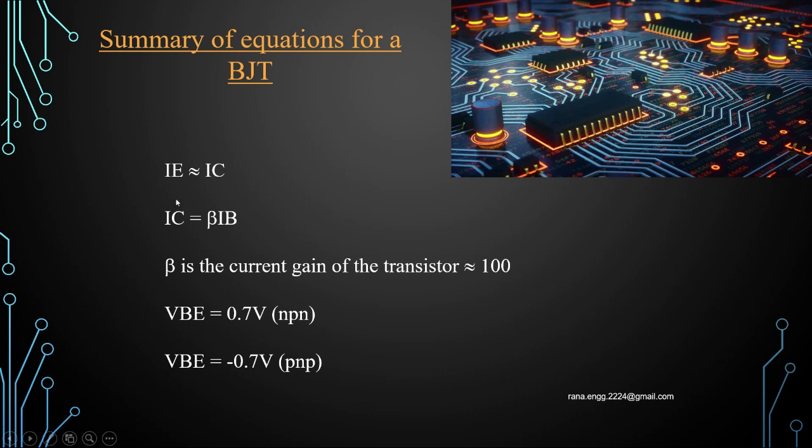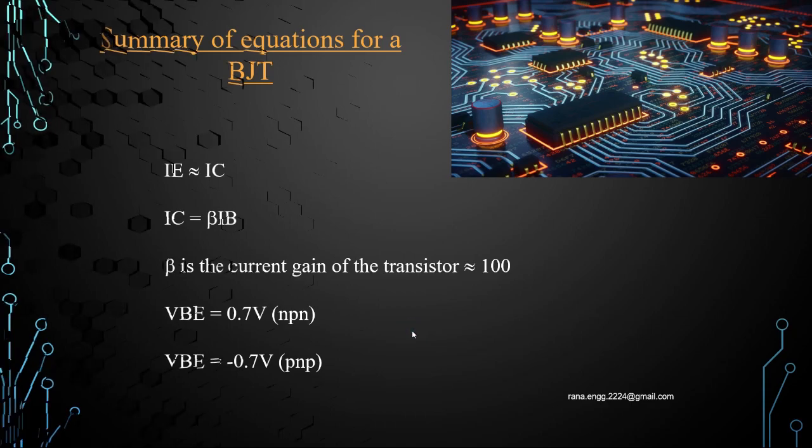The summary is that IE and IC are almost the same currents. In the base we get a small loss of current due to leakage and recombination. IC is equal to beta times IB. Beta is in the range of hundreds, normally it varies from 50 to 200. VBE for NPN and PNP is the same, the input voltage should cross 0.7, right? This is the summary of the BJT.